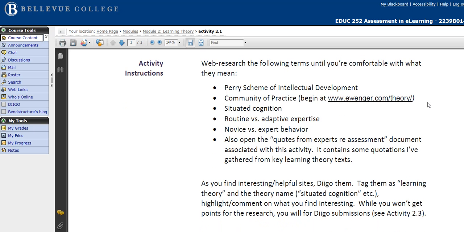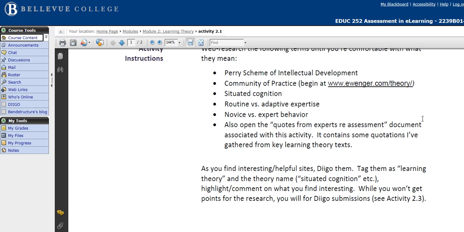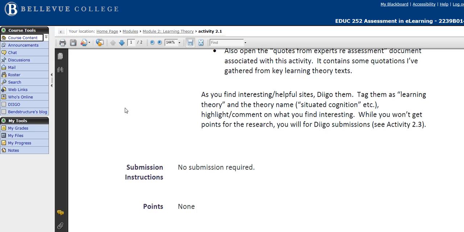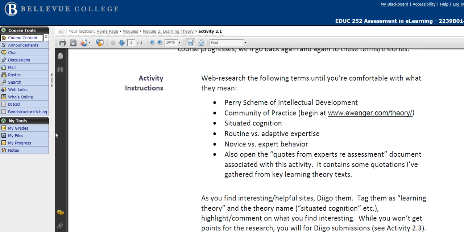Situated cognition, what is it? What does it mean? How does it apply? Routine versus adaptive expertise, and novice and expert behavior, which I believe may fall under Perry's schema in some way. At this point, I don't know how. Also, she wants us to look at quotes from experts' reassessment documents that are associated with this activity. Well, I've done that. Got absolutely nothing out of it. Don't know what they're talking about.